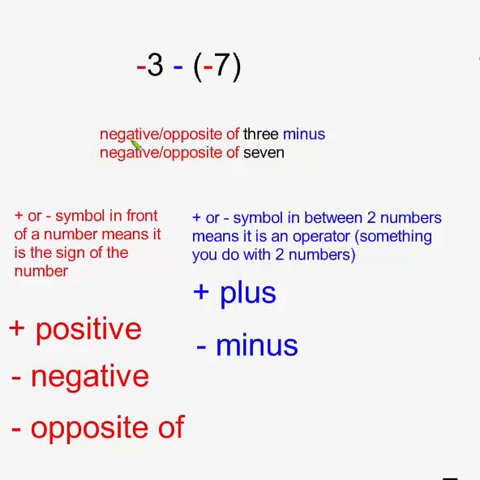So let's go through a couple different ways you could say it correctly. You could say negative 3 minus negative 7. This would be the most common way. Another way would be to change this to this, in which case it would be negative 3 minus the opposite of 7. All would be correct.